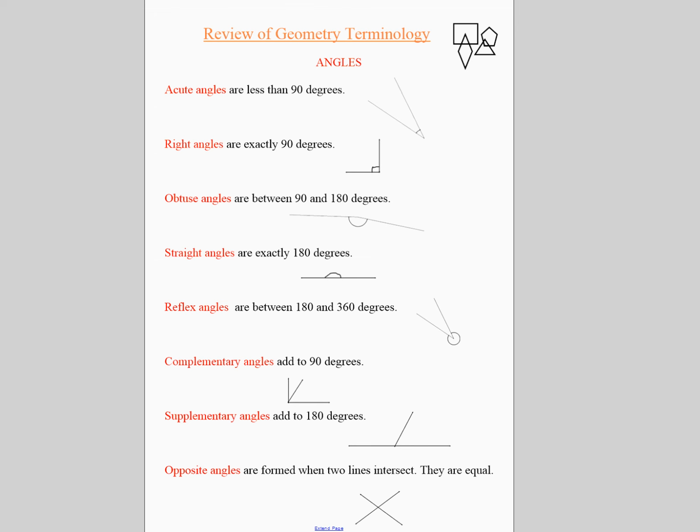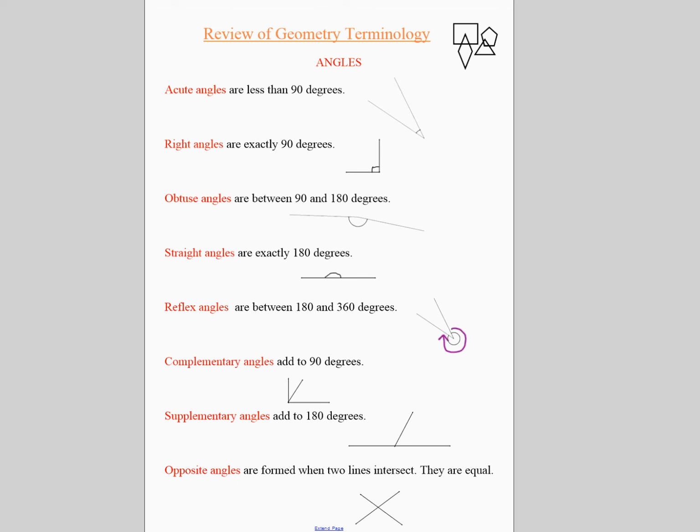Obtuse angles are angles that are between 90 and 180 degrees. Straight angles are exactly 180 degrees. Reflex angles are between 180 and 360. And be careful, you have to look at where the angle is pointing to, because if the angle was pointing in here, it would be acute. If it goes around that way, so if it goes in this direction, then it's called a reflex angle.